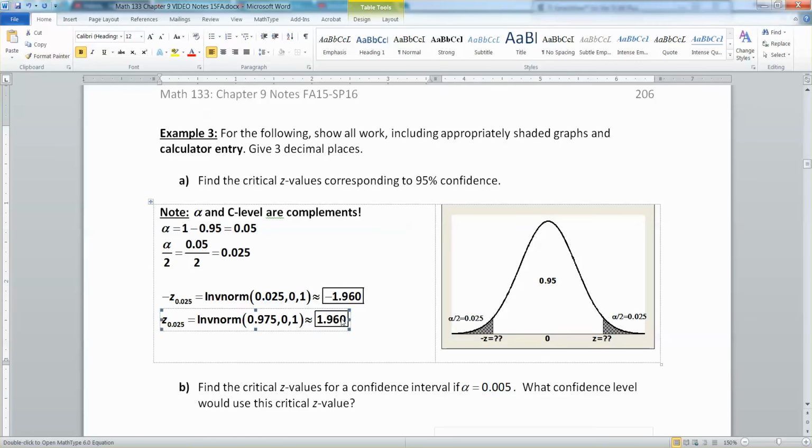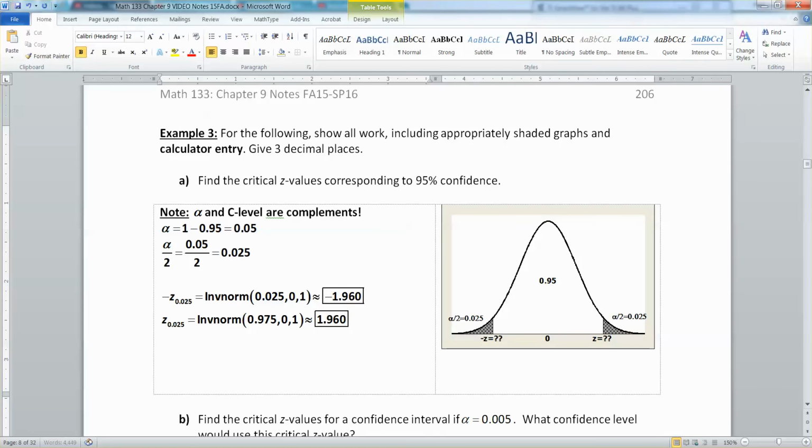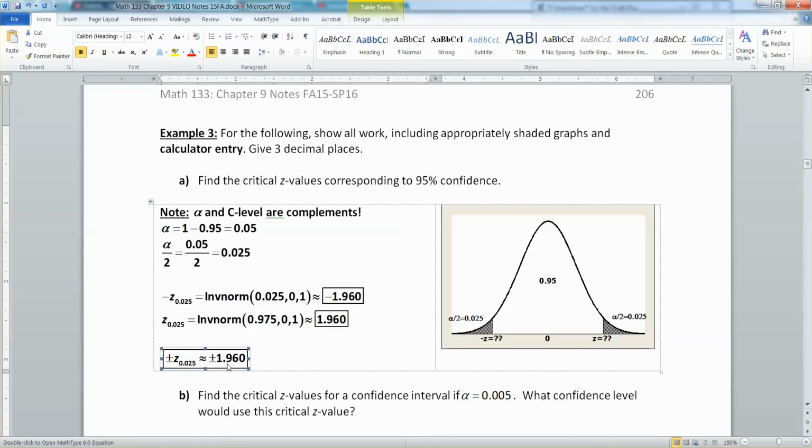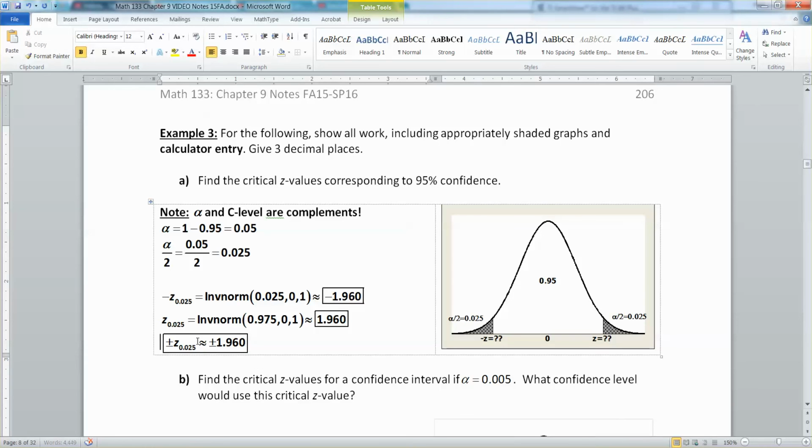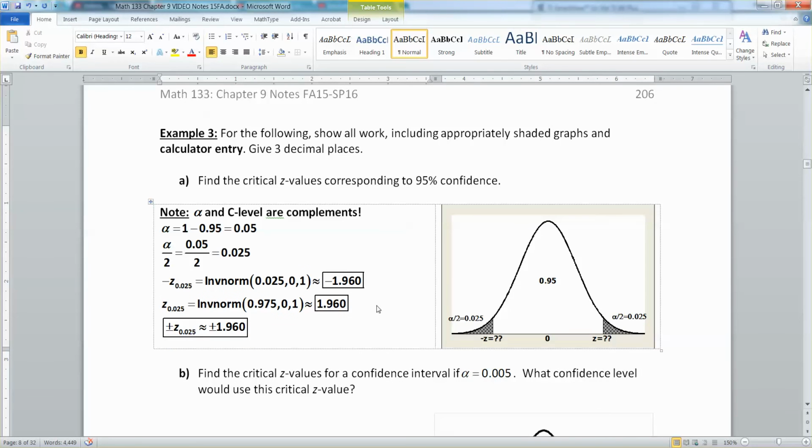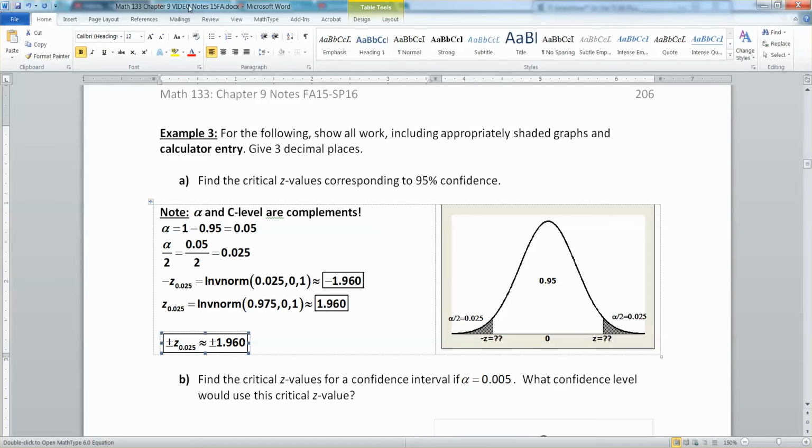And to be honest with you, what we do a lot of the times for these ones is we actually type plus or minus. There we go. So the z plus or minus z.025 is actually plus or minus 1.960, and those would be our 2 critical values that they were asking for.